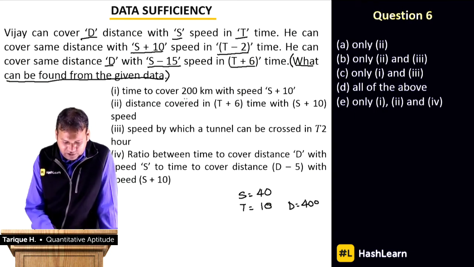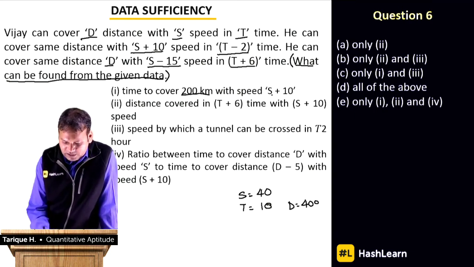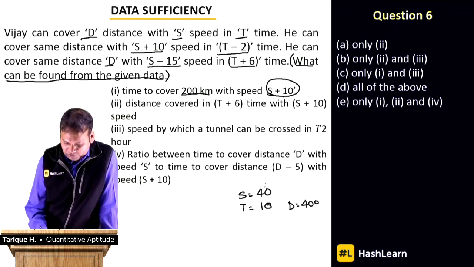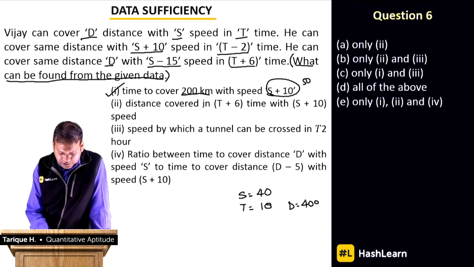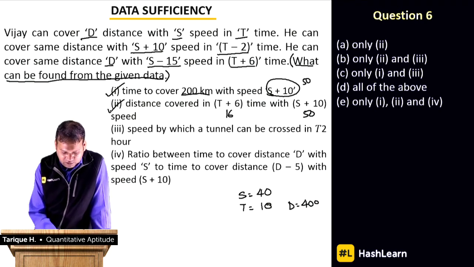Time to cover 200 kilometers with speed S plus 10: yes, we know speed is 40, so 40 plus 10 is 50. We can solve this part. Distance covered in T plus 6, that means 16, with speed S plus 10, which is 50: yes, we know speed and time, we can calculate this.